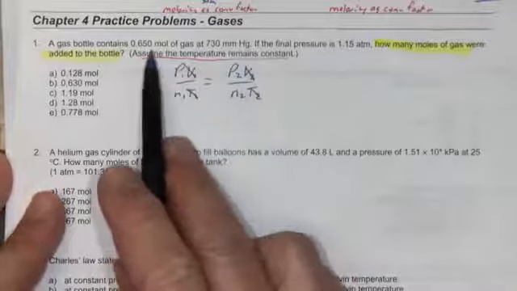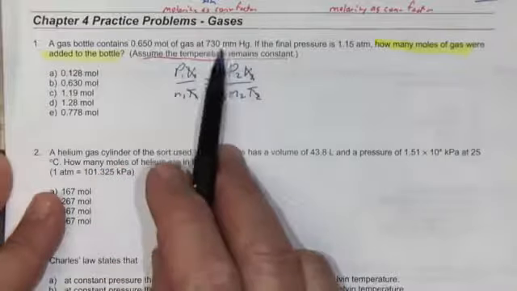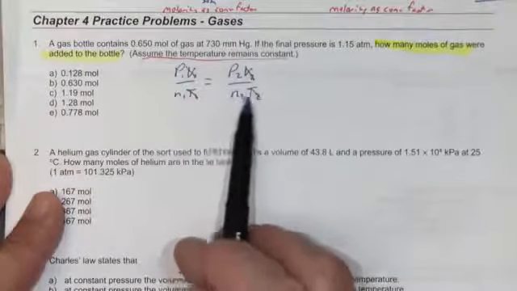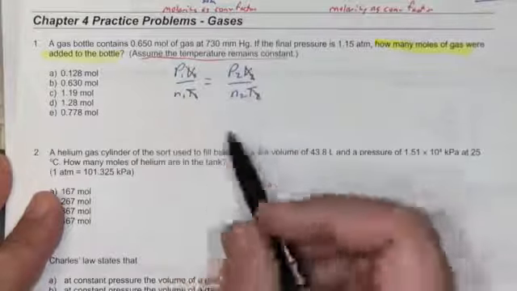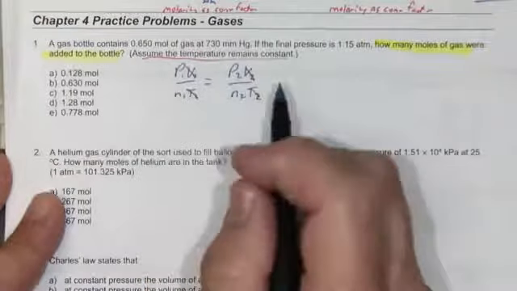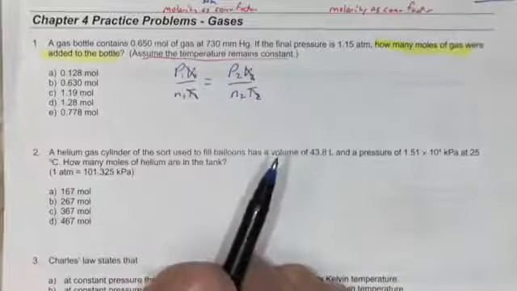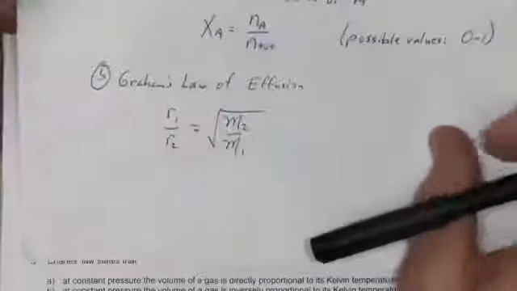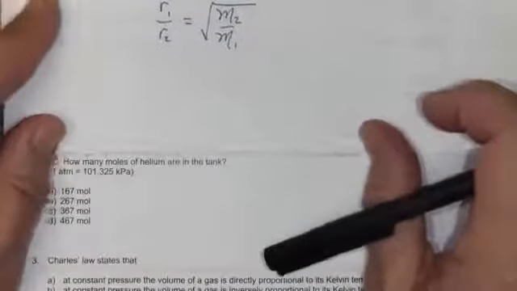Okay, so as you look at this, we know the original number of moles is 0.650 moles. The original pressure is 730 millimeters of mercury. And then we have the final pressure. So let's find the number of moles of gas 2. Now, I'm going to cross multiply. In fact, we can talk about the algebra here. The algebra that's involved can be looked at this way.